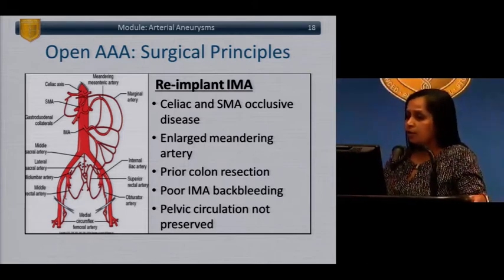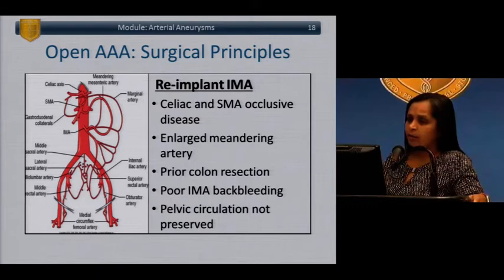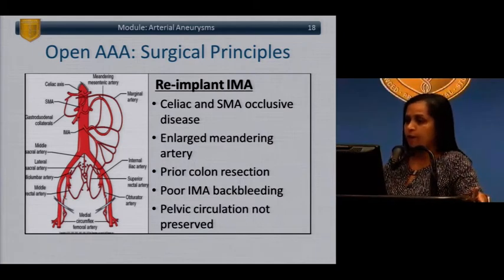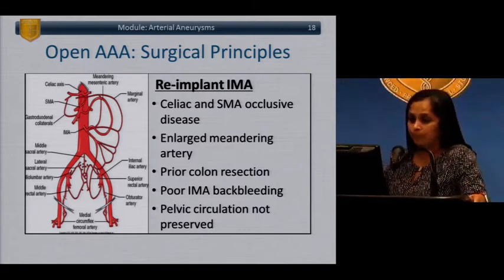Here are some of the circumstances where you would want to consider reimplanting it: if you know that the patient has other mesenteric disease; if you've noted on CT scan that he has large collaterals, such as a meandering mesenteric artery; if patients have had prior colon resection, their collaterals won't be well preserved; if there's poor back bleeding, as we talked about, if the vessel's patent but the back bleeding's poor; and finally, if they have had previous operations where you suspect the pelvic circulation is not well preserved.